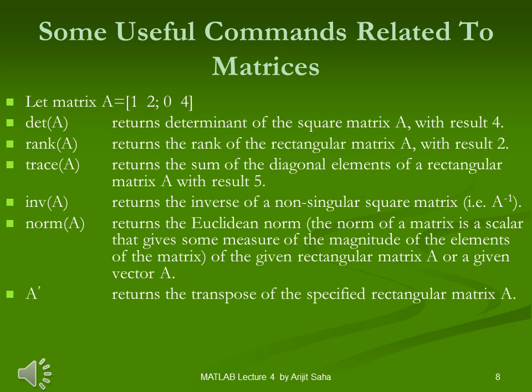Rank A returns the rank of the rectangular matrix A, with result 2. Similarly, trace A returns the sum of the diagonal elements of a rectangular matrix A, with result 5. Inv A is the inverse of the matrix, that is A inverse. Norm A returns the Euclidean norm. Similarly, A transpose or A dashed returns the transpose of the specified matrix A.